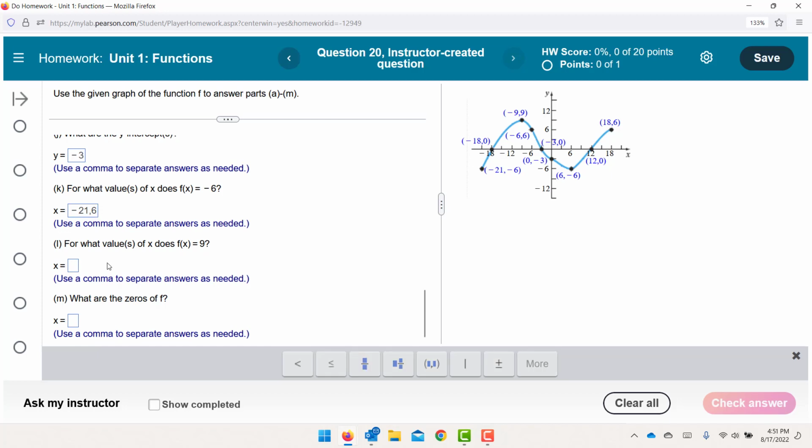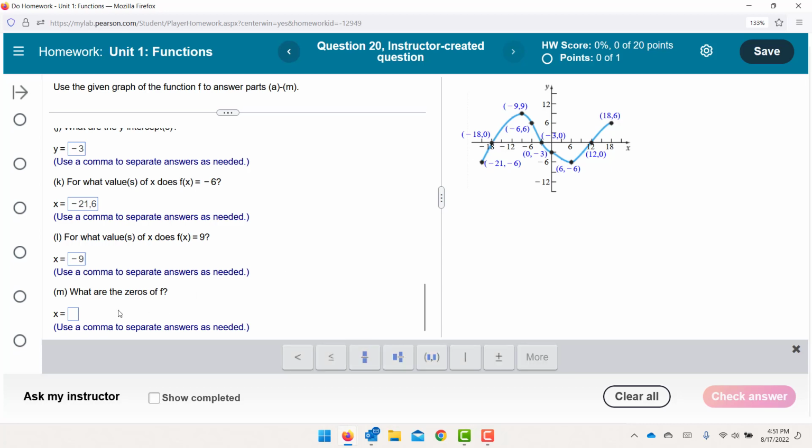Alright, and then part L, for what values of x does f of x equal 9? So then you look for points where the y-coordinate is 9, and just name the x value from that ordered pair. It looks like there's just one point where the y value is 9. That's that negative 9, 9 point. And x is negative 9 there. So x is negative 9 when f of x is 9.